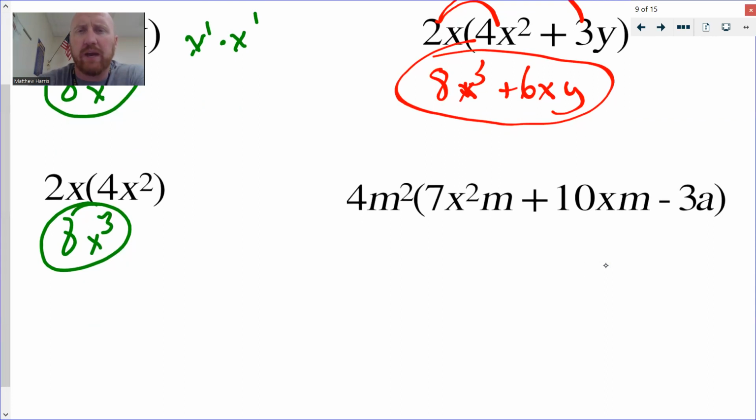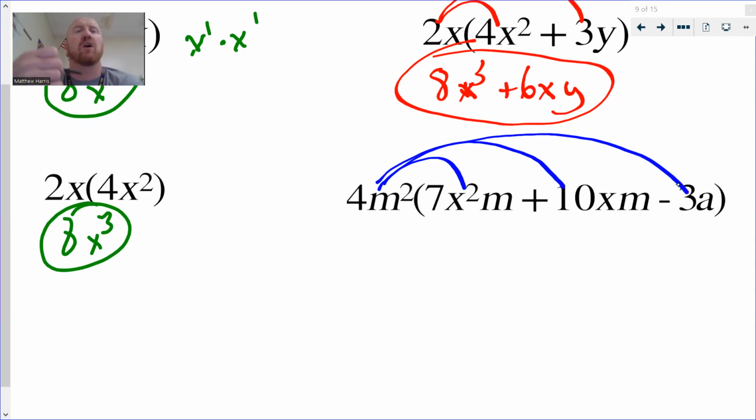We have 4m squared times (7x squared m plus 10xm minus 3a). Oh my goodness gracious, there's so much going on. Just distribute. Distribute, distribute, distribute. Drawing your rainbows to remind you. Break it down by term. So let's do the coefficients first. 4 times 7, 28. Right?